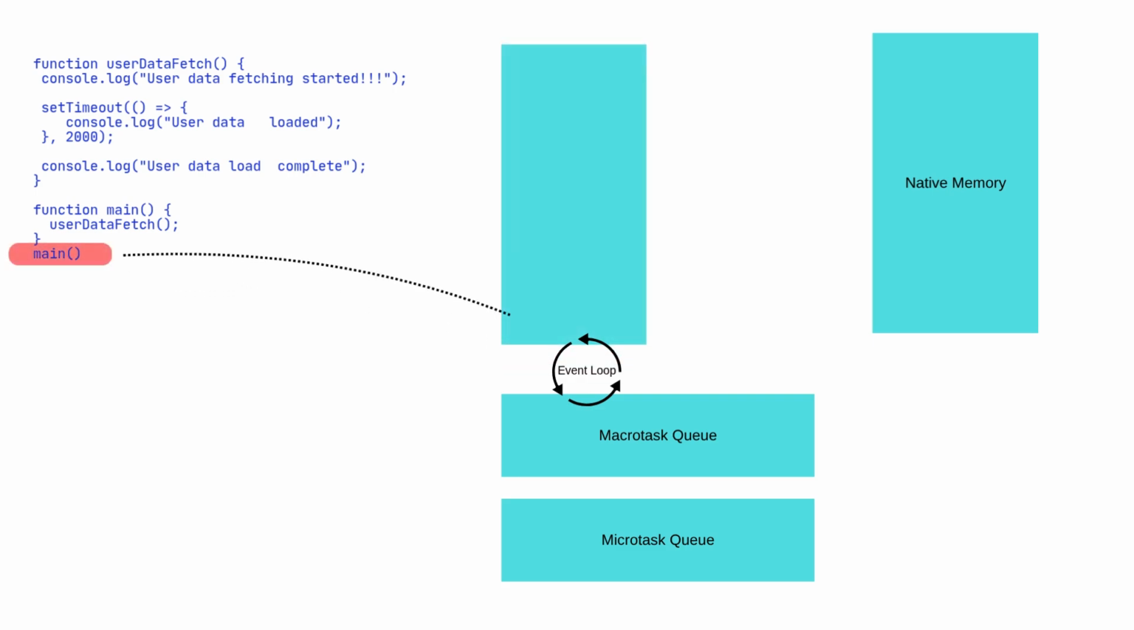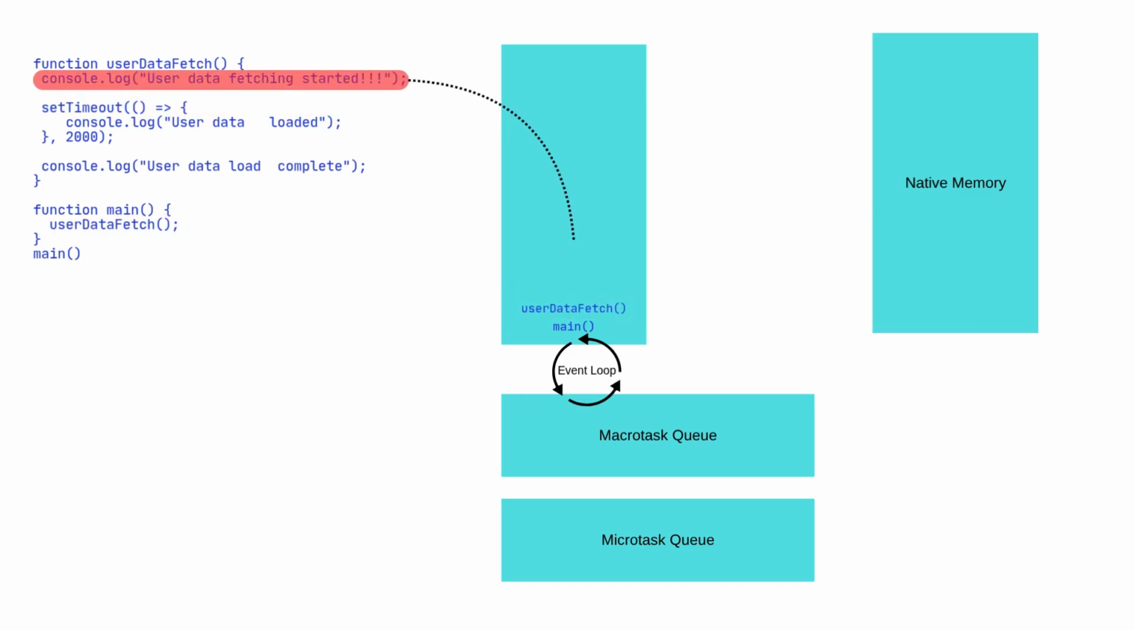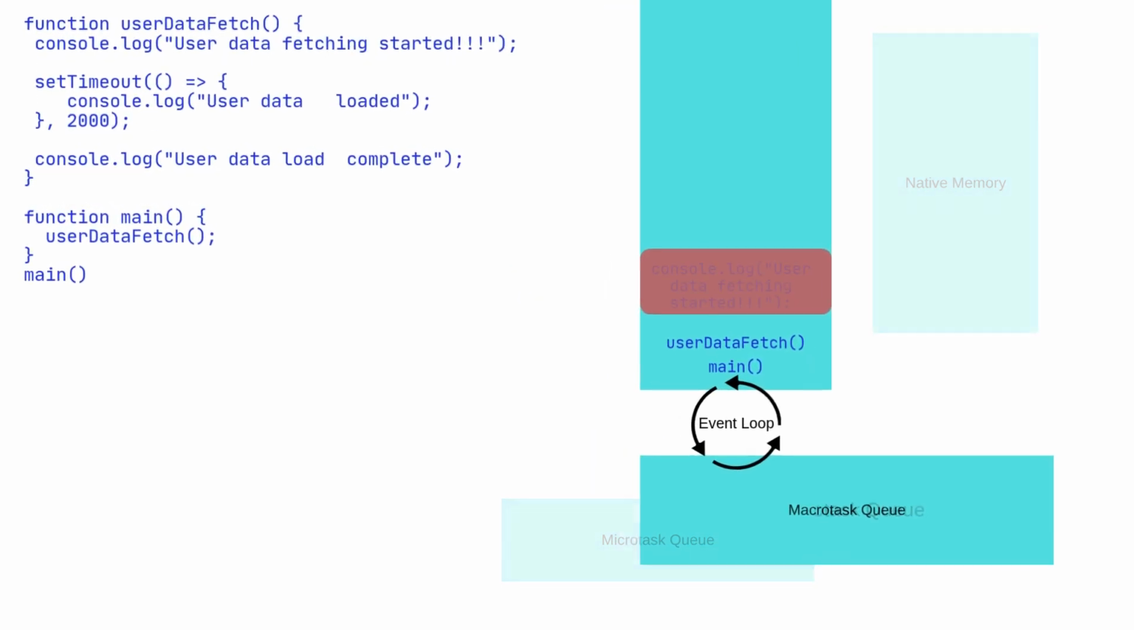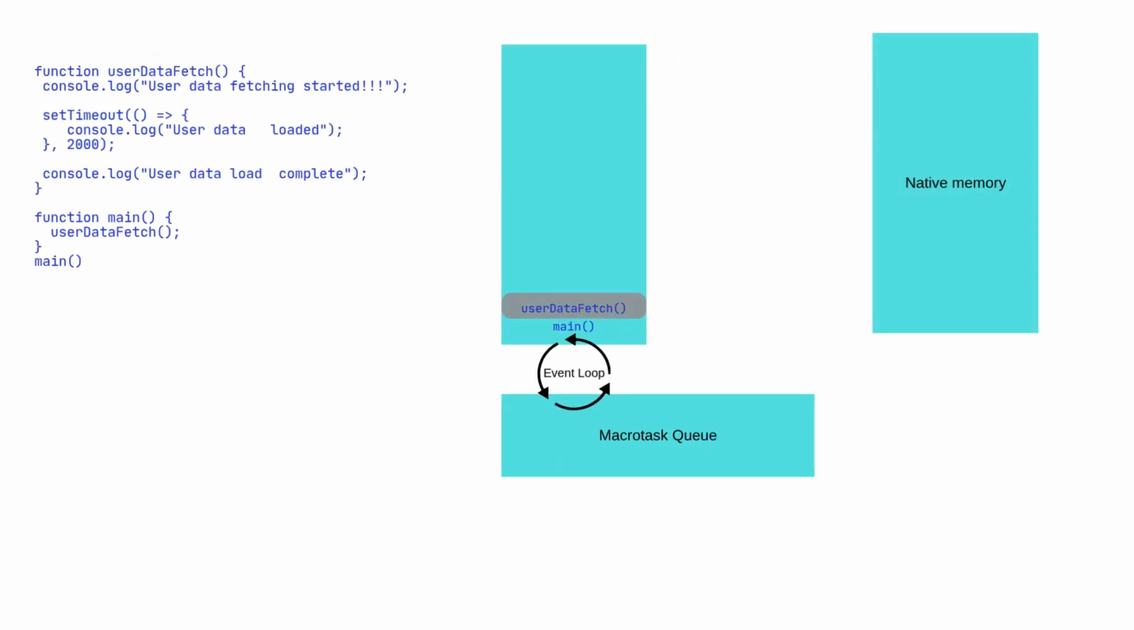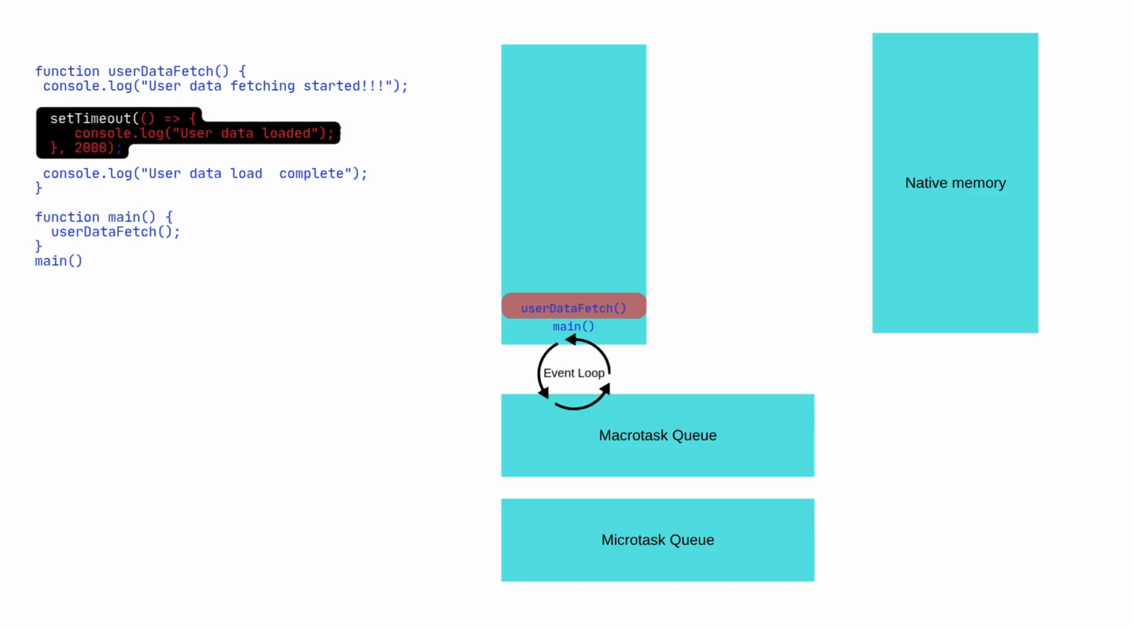The script begins by calling main, which will be the first execution context to come to the call stack. Inside main, we invoke user data fetch. This function creates a new execution context, which is pushed to the call stack. The first line inside user data fetch is a console log, so user data fetching started is printed immediately. This is synchronous, so it's executed right inside the call stack.